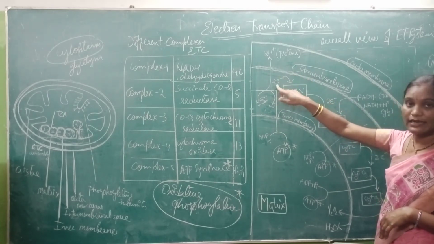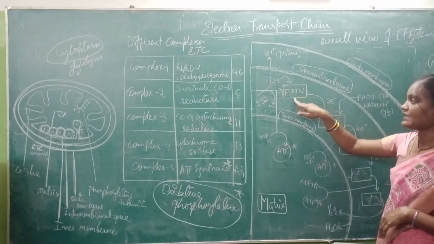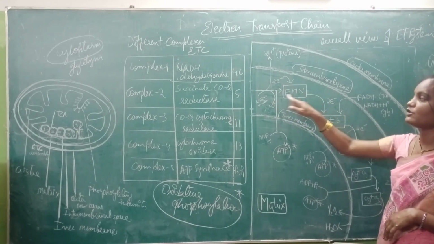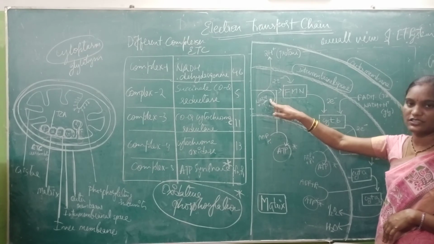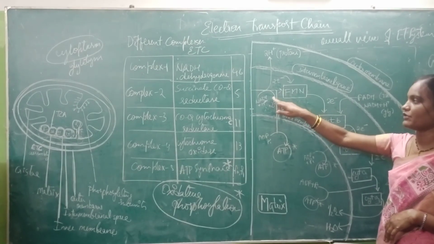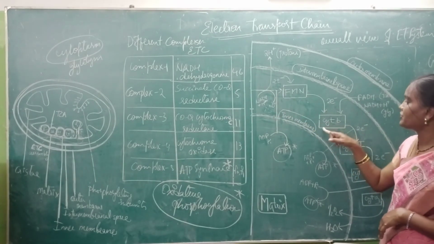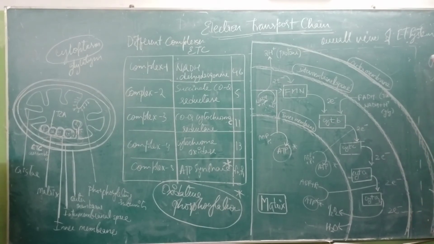The released electrons are accepted by FMN. So this is a donor to FMN, and this is the oxidized form. Reduce to oxidize. So this is a stepwise series of reduction and oxidation steps. This is known as redox reactions.